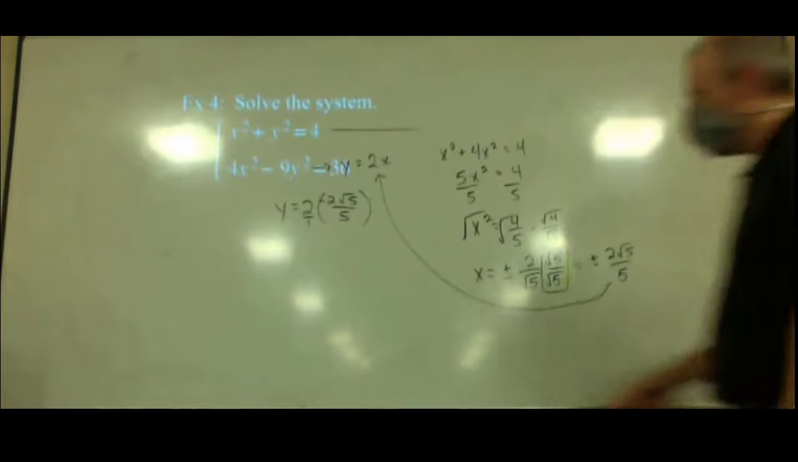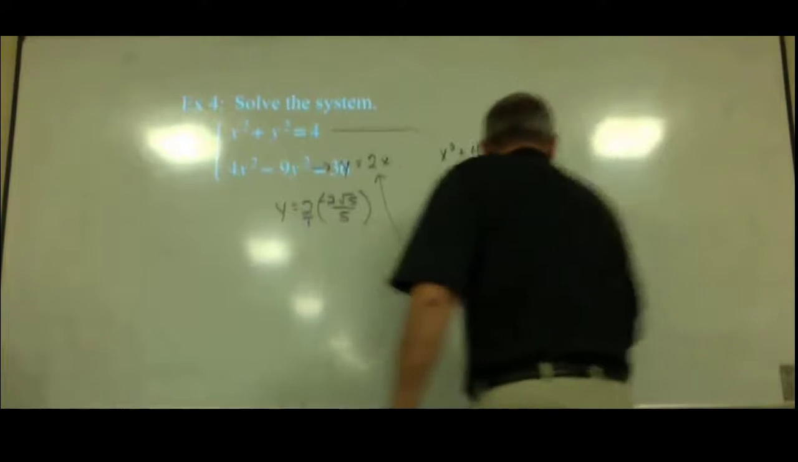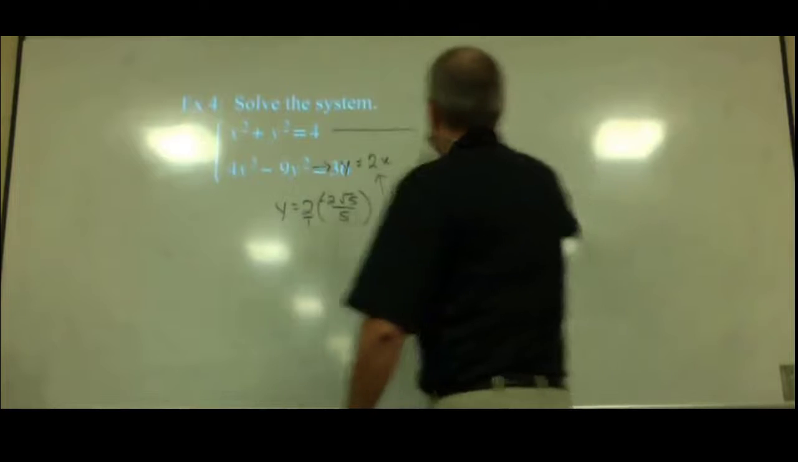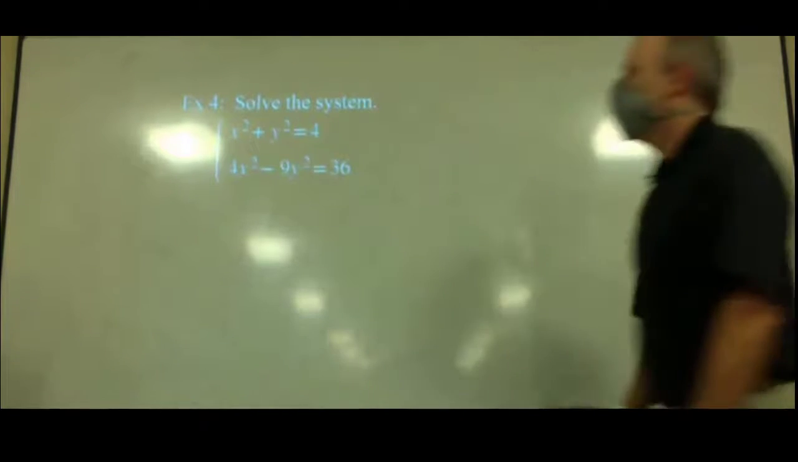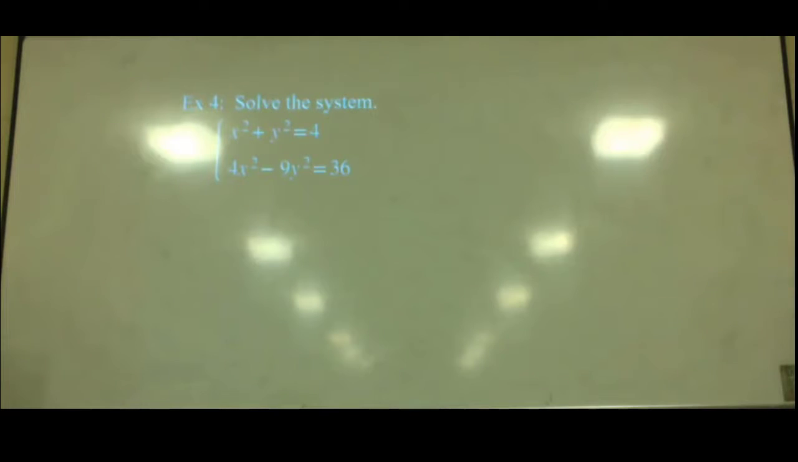Okay, here's one more. I think this is the last nonlinear system. The difference is this one is a circle. The top one is a circle. The bottom one is what we call a hyperbola, which is another shape. Now, a hyperbola is like two kind of like sideways or vertical U's.